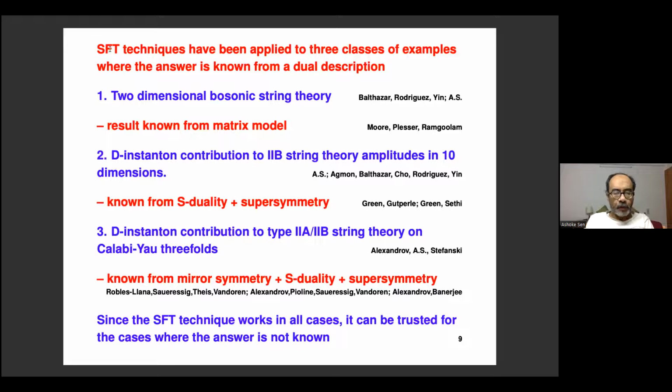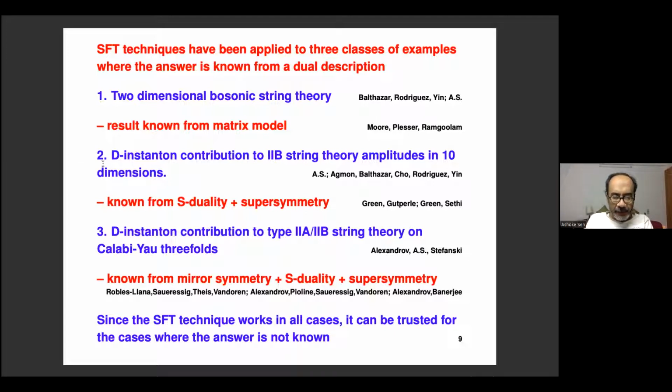So far, string field theory techniques have been applied to 3 classes of examples. And these 3 classes of examples have been chosen because the answer is known from a dual description. The first class of examples is 2-dimensional bosonic string theory. Here the result is known from the matrix model. It was initiated by this Harvard group. And the matrix model result was in fact known long ago from the work of Moore, Plesser and Ramgoolam in the 90s.